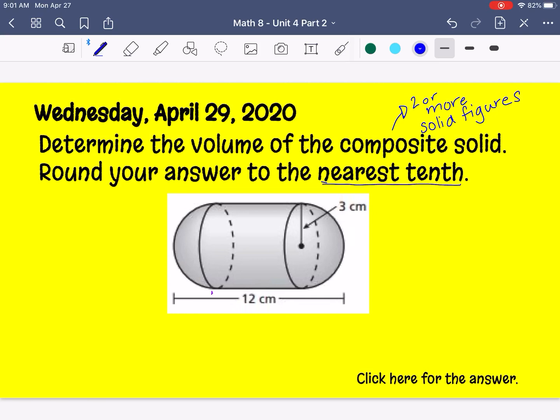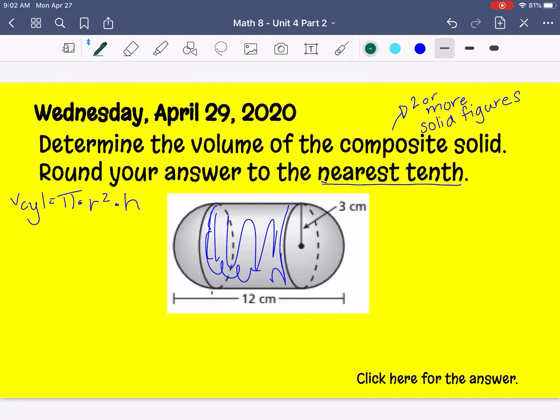Okay, all right, so a couple things I'm noticing. First of all, I've got a cylinder, like this shape right here, that's a cylinder. So I know I'm going to need to find the volume of my cylinder, and I'm just going to write down my formula so I don't forget. Pi times the radius squared times the height. Now I also notice that I have a hemisphere, so half, up here, and I also have a hemisphere down here.